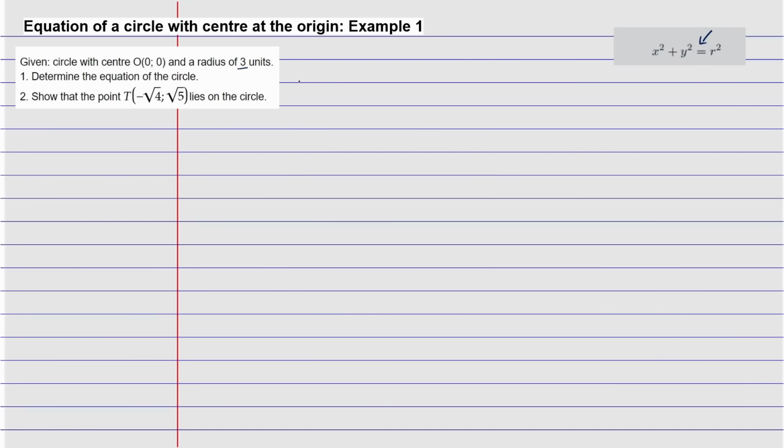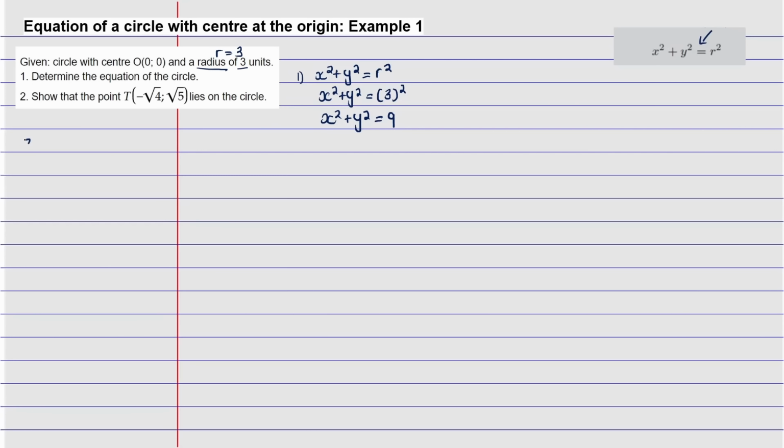So for number 1 here, it's going to be what? We're going to say x squared plus y squared is equal to r squared, right? So the only thing that we need to substitute is our r. So let's do that. We already know the fact that the radius, which is r, is equal to 3. So let's substitute that. So it's going to be x squared plus y squared is equal to 3 all squared. So this is the same as x squared plus y squared is equal to 9. So that's how you would find the equation of the circle, right?